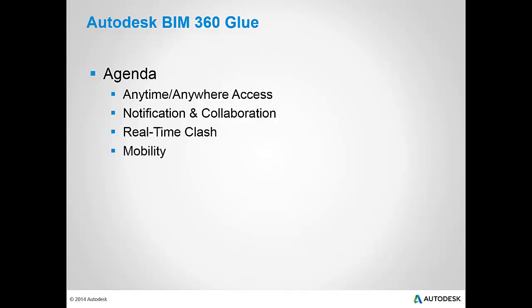Moving into the specific training, we're going to go through 4 modules today. We're going to look at that anytime, anywhere access. We're going to go through notification and collaboration, then take a look at the module for dealing with real-time clashes, and of course finish out with sending this information out into the field via mobility.